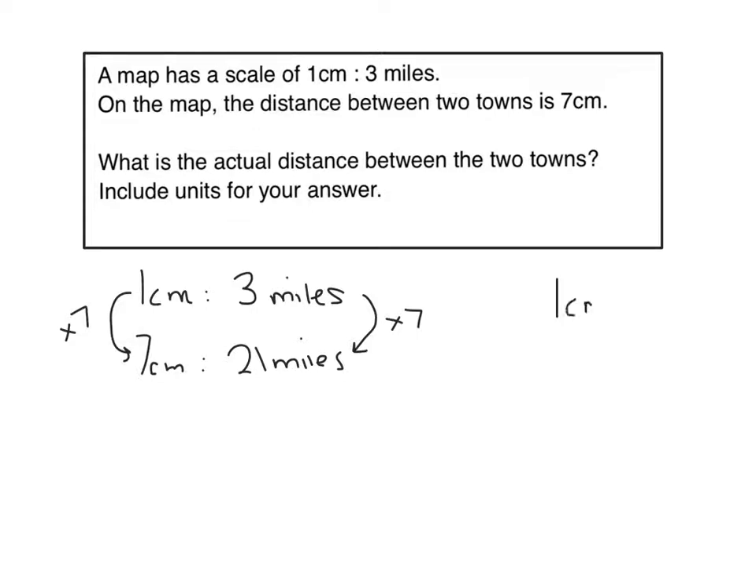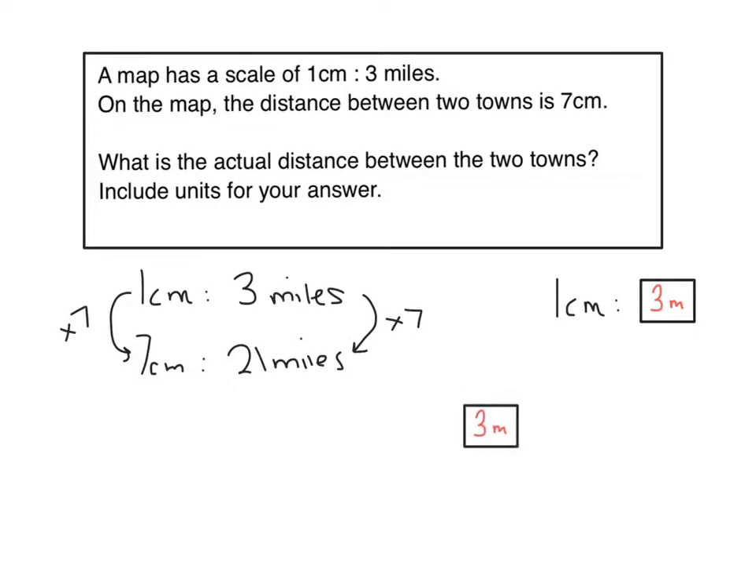Now the way that this works is, what if I said that 1 centimetre can be represented by this box here? So that's 1 centimetre. And that 1 centimetre in real life represents 3 miles. Now if I wanted 7 centimetres, then I would need 7 of those boxes.